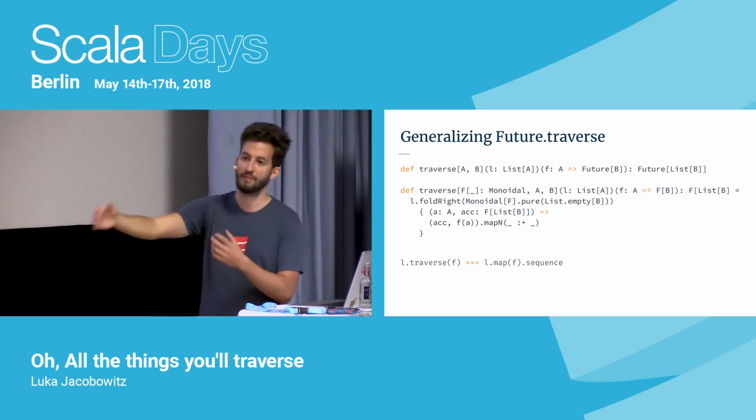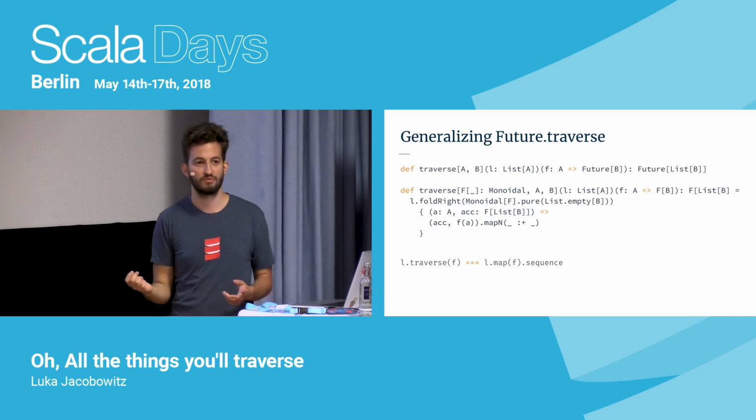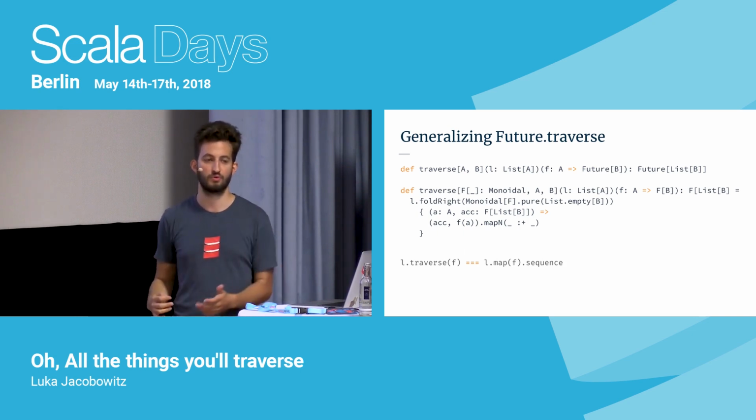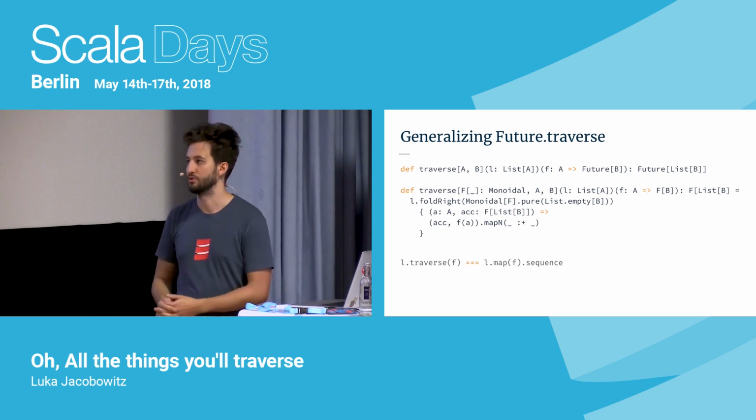Right, so this is really similar, and actually, traverse is basically like a shortcut or a more efficient version of calling map and then sequence, right? So whenever you see a map and then sequence in your code, just inline it to traverse. It will be faster and cooler.